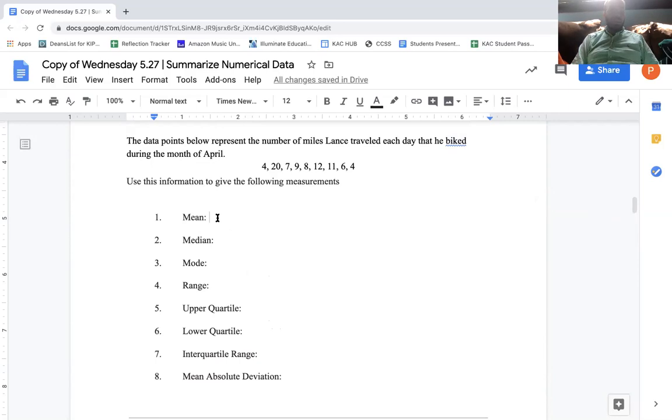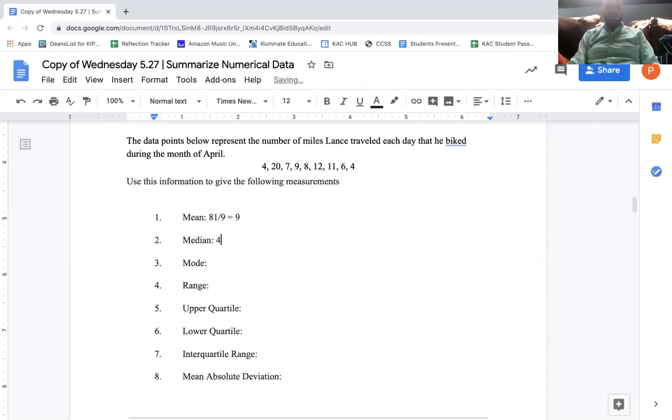First one is mean. My first step in finding mean is add these all up. If I add these all up, I'm going to get 81. How did I do it so fast? I used a calculator. You're almost 7th graders. You can use a calculator. Next step, 81 is not my mean. I have to divide 81 by how many numbers there are here. There are 9 numbers here. So 81 divided by 9, hopefully you don't need a calculator for that, is 9. My mean is 9.